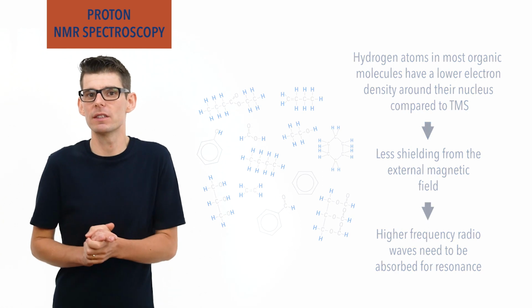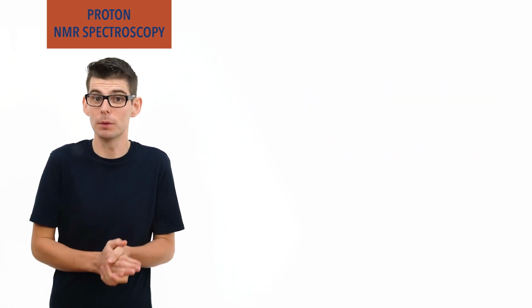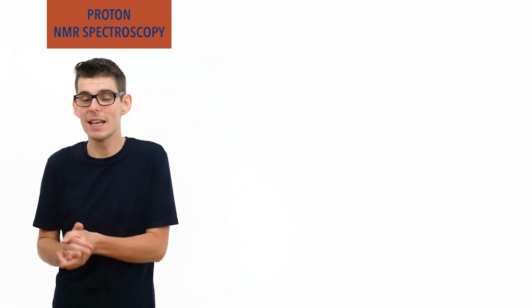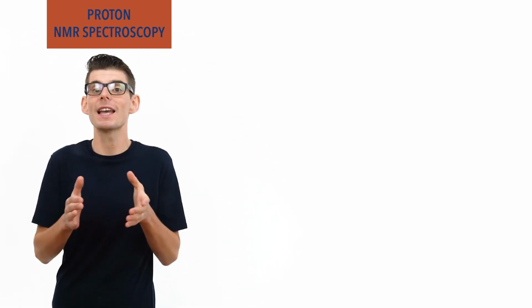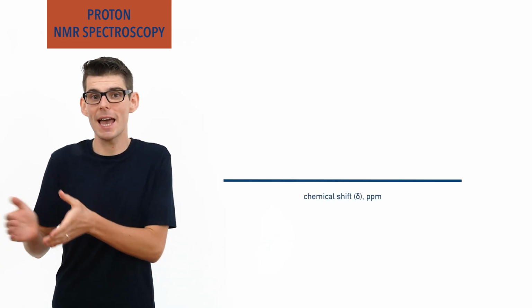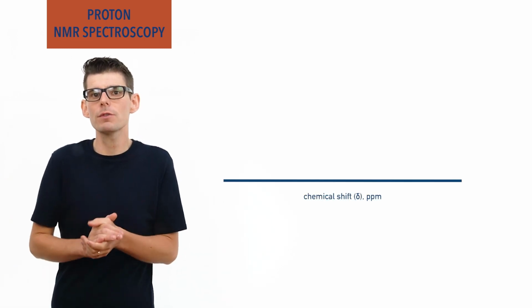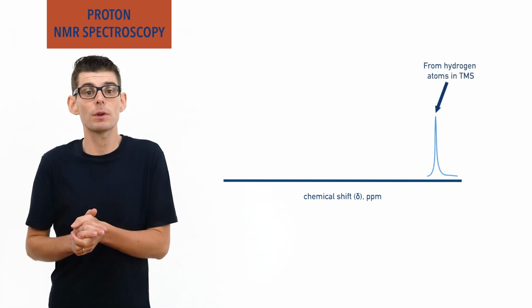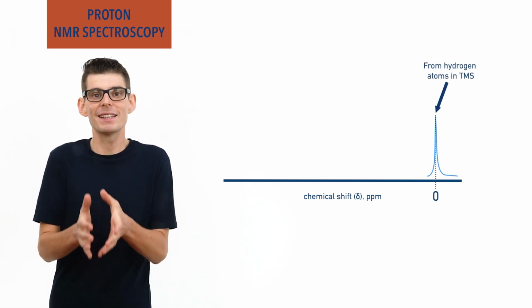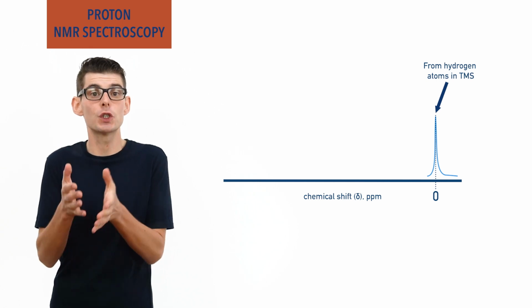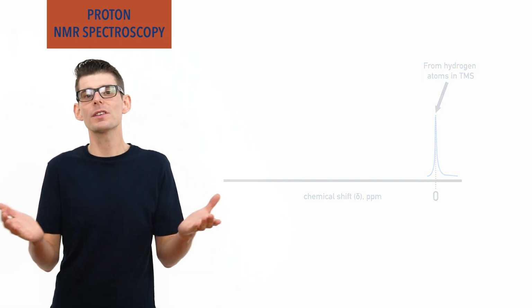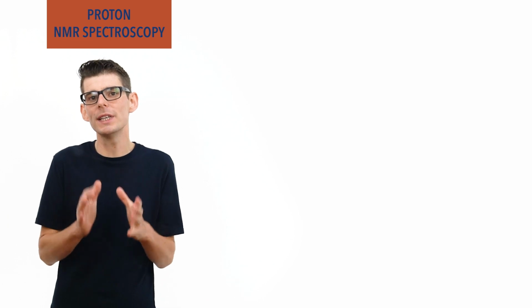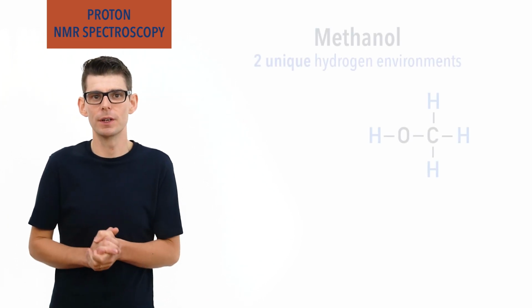How frequencies of absorption for protons in a sample compare to the frequency absorbed by the protons in TMS is measured using something called chemical shift, ppm. The absorption for the resonance of protons in hydrogen atoms in TMS is given a chemical shift of 0, and everything else is compared to this point. For example, there are two unique hydrogen environments in methanol.